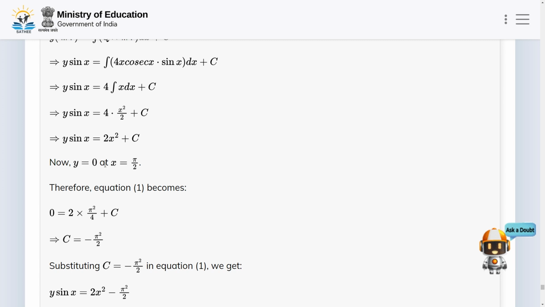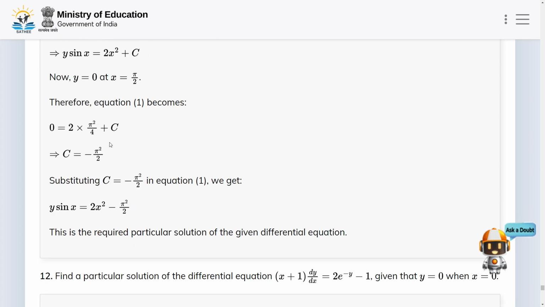Now, in order to get your particular solution, substitute these values: x as pi by 2, y as 0. This means c will be minus pi square by 2. So your particular solution will be y sin x is equal to 2x square minus pi square by 2.